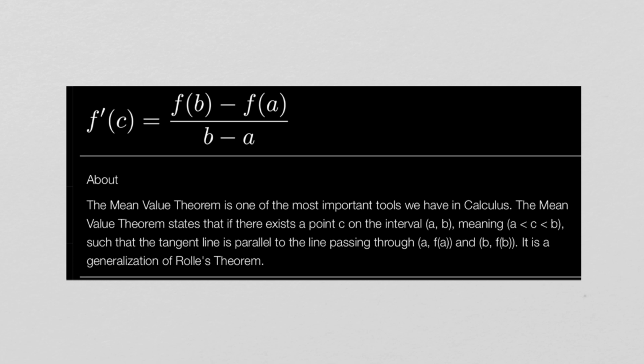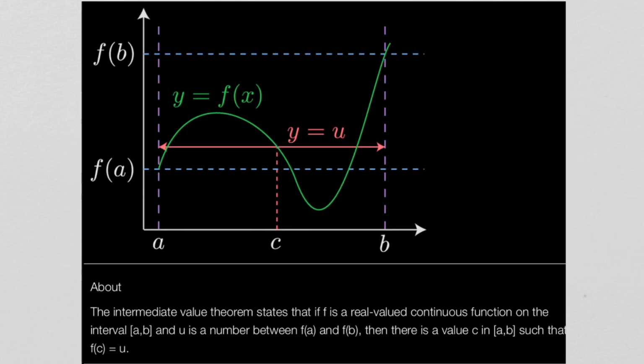The mean value theorem is an important tool we can use in calculus. The mean value theorem states that on some interval, we'll call it AB, there exists a point C between A and B where the tangent line is parallel to the line passing through the points A, f of A, and B, f of B. The intermediate value theorem states that if f is a real-valued continuous function on an interval from A to B, and in the middle there's C, then somewhere along the way there should be a tangent line.